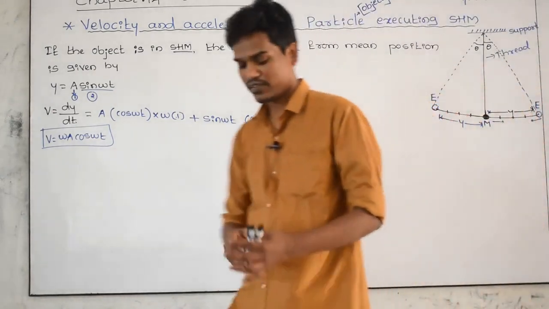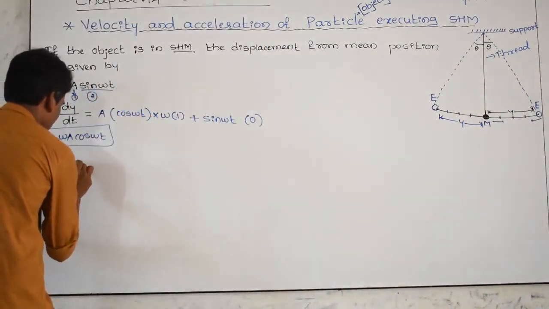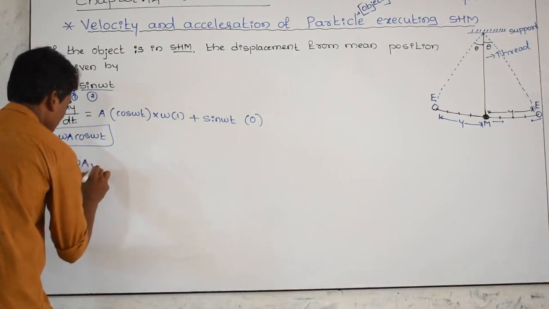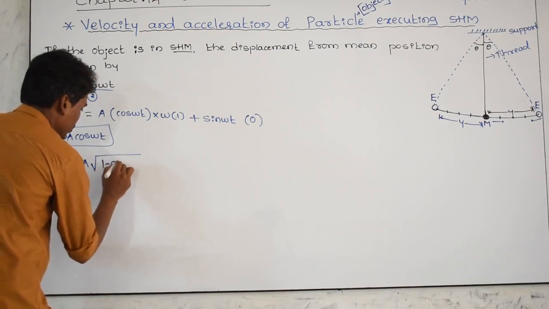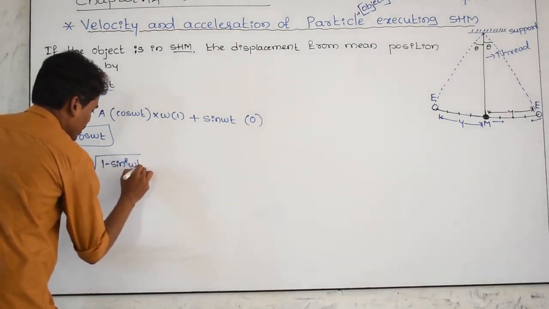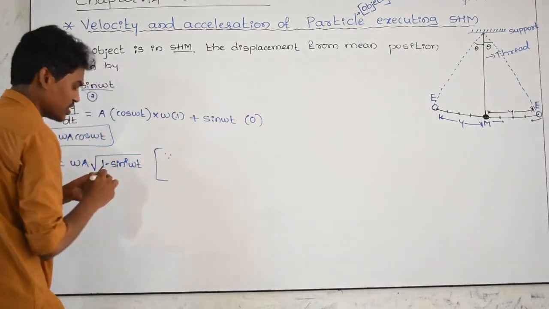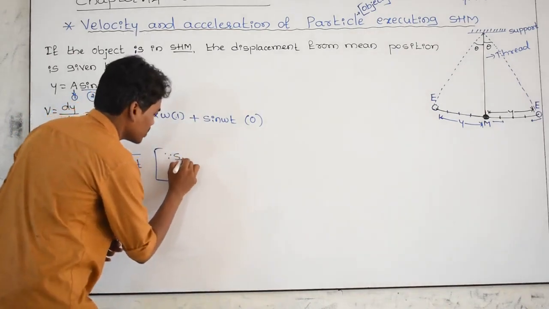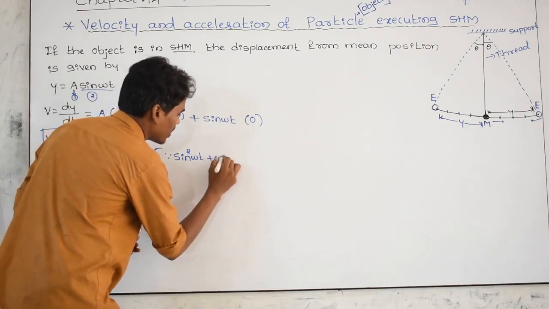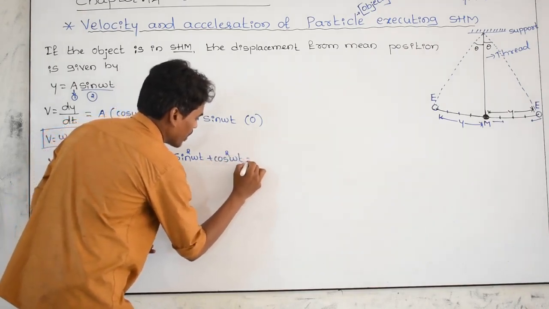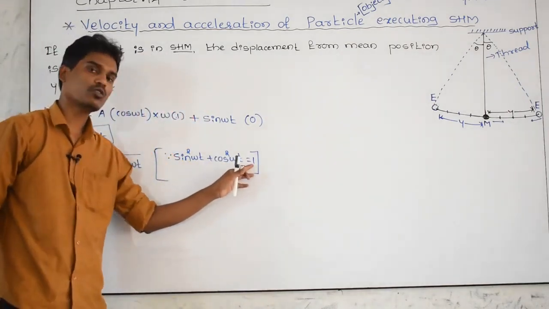And further we can simplify this one. Let us take v equal to omega a, keeping omega and a as they are, and I am writing cos omega t as root of 1 minus sin square omega t. How come? There is a formula: sin square omega t plus cos square omega t is equal to 1. The general formula you know very well is sin square theta plus cos square theta equals 1.